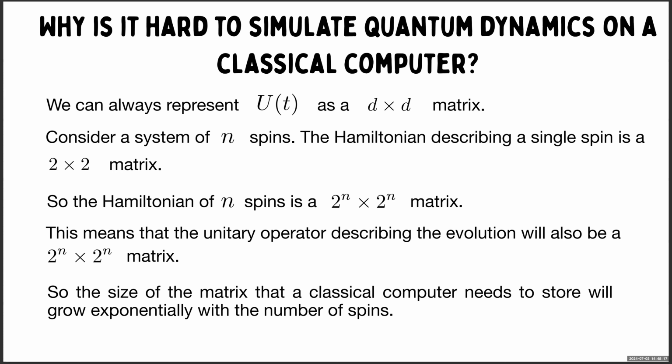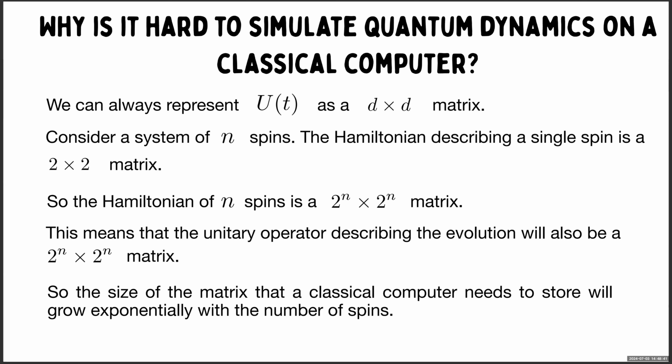If we want to take the exponential of this Hamiltonian, we need to exponentiate a 2 to the n by 2 to the n matrix. And if we need to use it as a unitary operator, it means we need to store a 2 to the n by 2 to the n matrix. So what does it mean? It means that as the number of spins grows, the size of your matrix is going to grow exponentially.